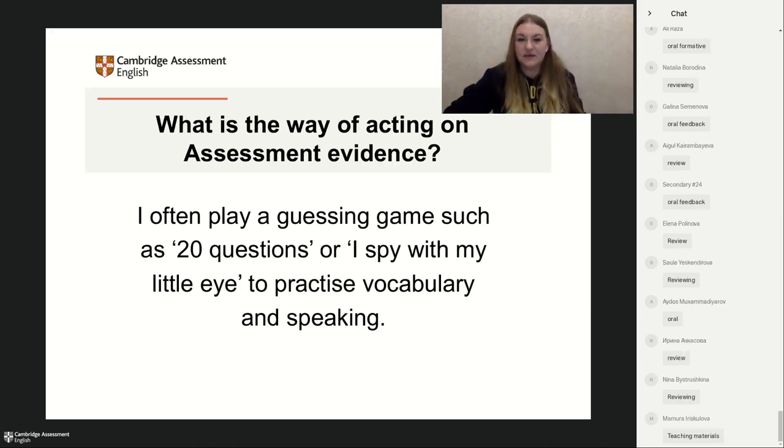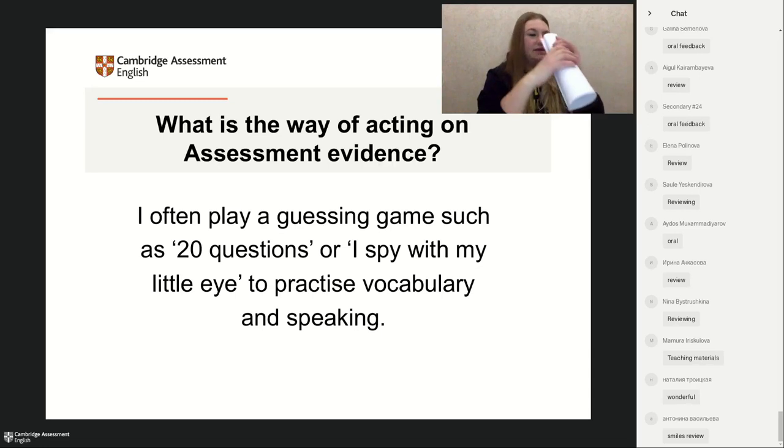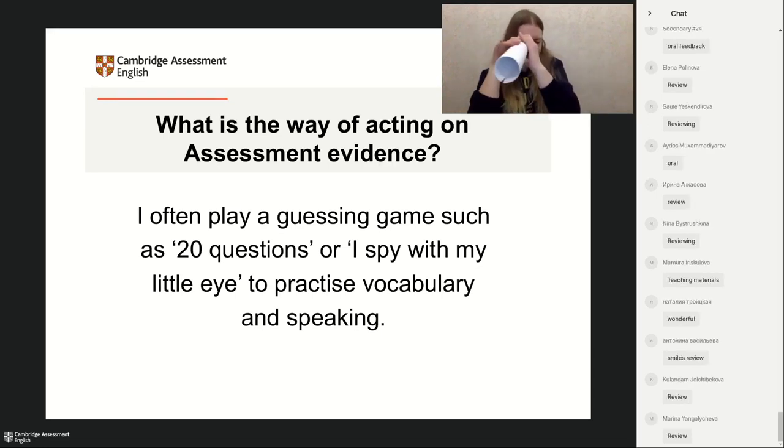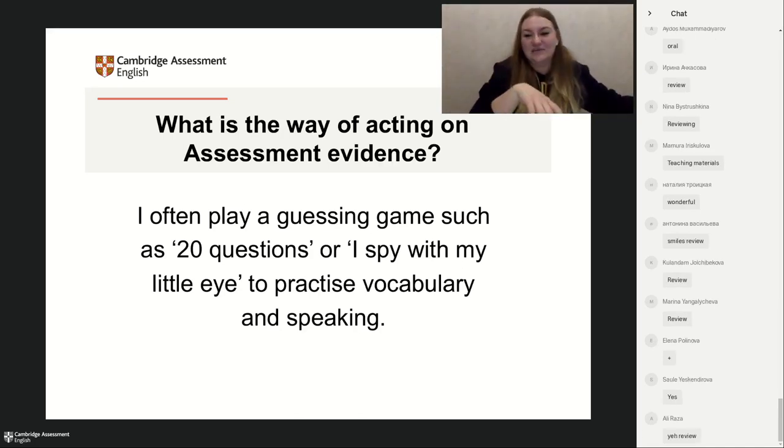Okay. Do you play I spy with my little eye? I think it's a very popular game. I usually put the piece of paper like this and I say, oh, I have a very nice tube. I spy with my little eye something with the letter E. And they do the same. Okay, right, fantastic. So we did well.